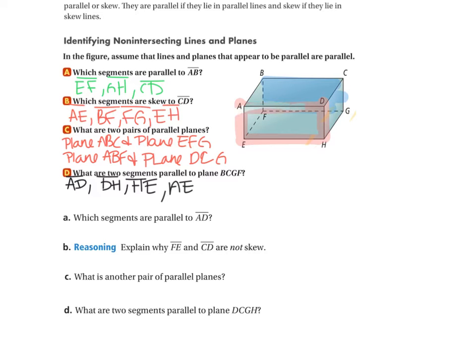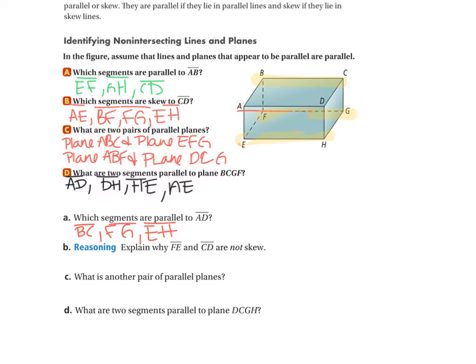All right, some more of the same coming up. So which segments are parallel to segment AD? Segment AD is right here. So we would have, looks like BC, FG, and EH. So BC, FG, and EH.